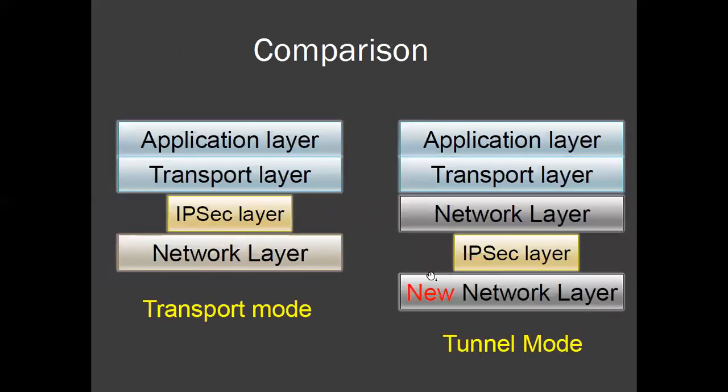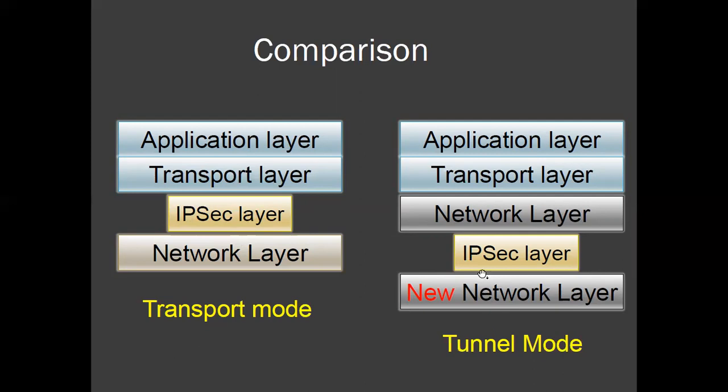Let us understand the comparison between transport mode and tunnel mode. In transport mode, the IPsec layer comes between the transport layer and the network layer. In tunnel mode, the flow is from the network layer to the IPsec layer and then back to the network layer. In transport mode, the IPsec layer is after the transport layer and before the network layer, so it is providing security to the transport layer payload.